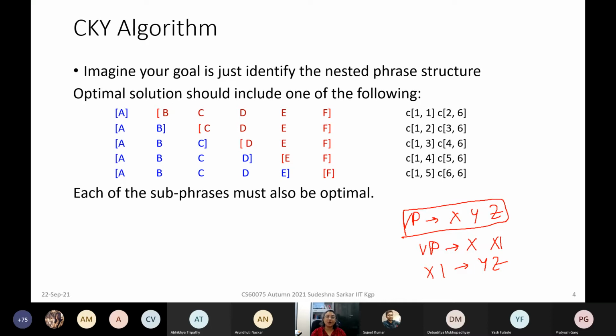Now, if the grammar is uniform, at the root, we should be able to decompose the entire sentence into two subsequences. And how many ways can we do it? We have 6 words in the sentence. We can have 1 to 1 as the first component and 2 to 6 as the remaining component, or 1, 2 as the first component and 3, 6 as the second, or 1, 3 as the first and 4, 6 as the second, and so on. So this can be done in 5 ways. In 5 ways, we can decompose 6 symbols into 2 phrase structures.